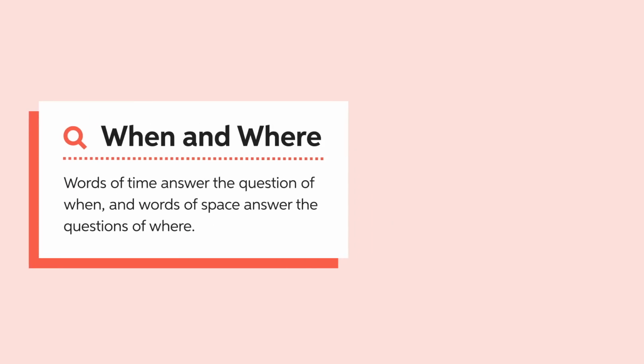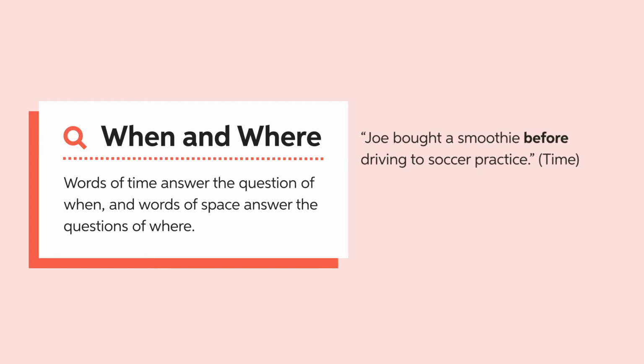Prepositions define where something is in time or space. Words of time answer the question of when, and words of space answer the question of where. When did Joe buy a smoothie? Before driving to soccer practice. Where did Coach Stone berate Joe? On the field.